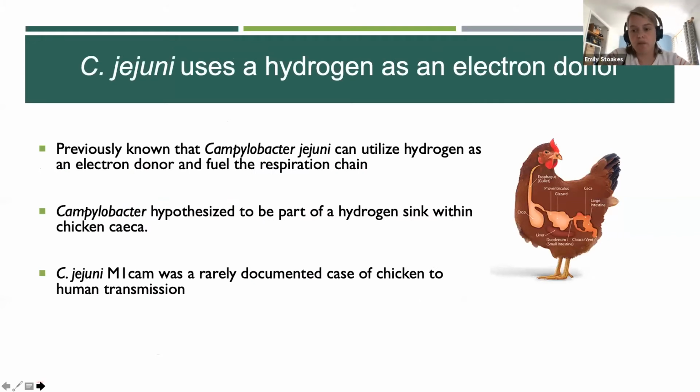So, onto the background of the project. It's known that Campylobacter can use hydrogen as an electron donor to fuel the respiration chain. It's been hypothesized that Campylobacter forms part of a hydrogen sink within the chicken caecum and might be the reason why it's so prevalent there. Just a background on the strain that we're also using: it's a rarely documented case of chicken to human transmission.